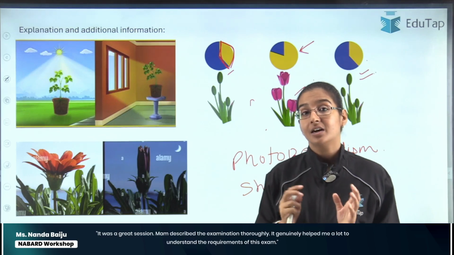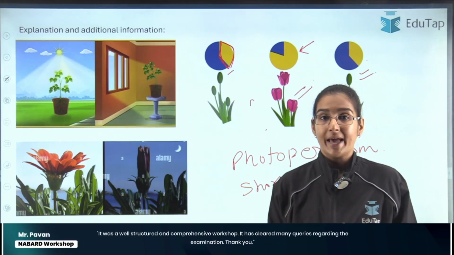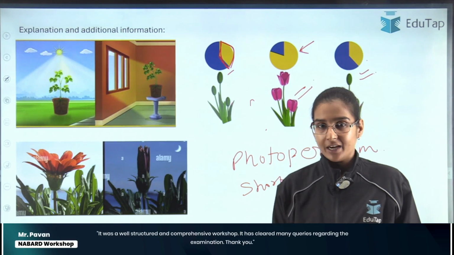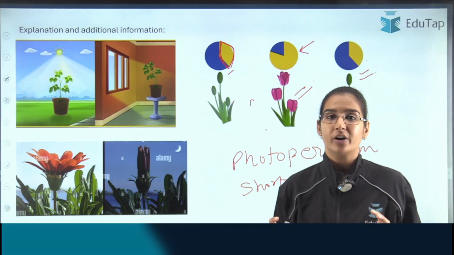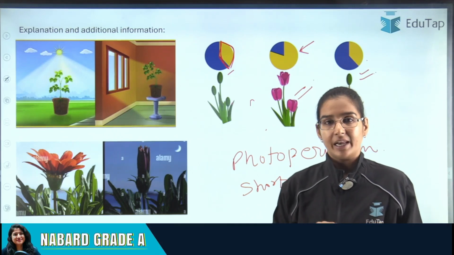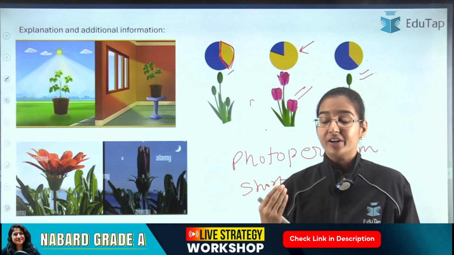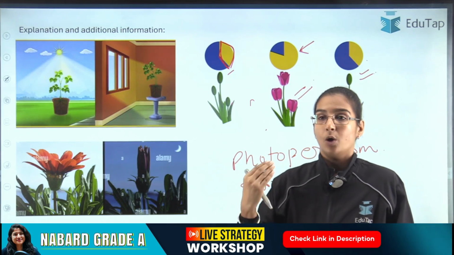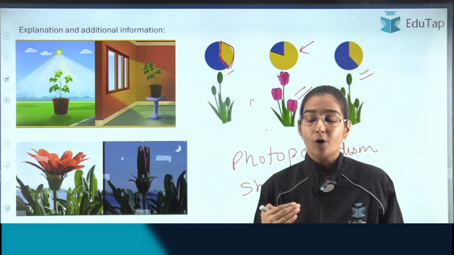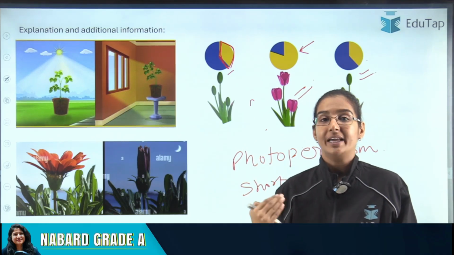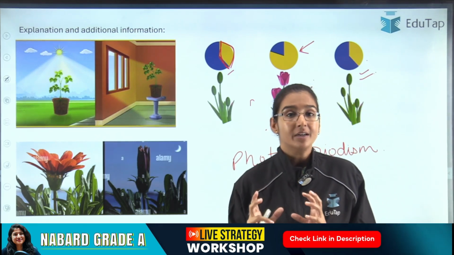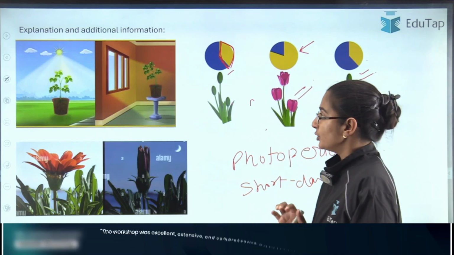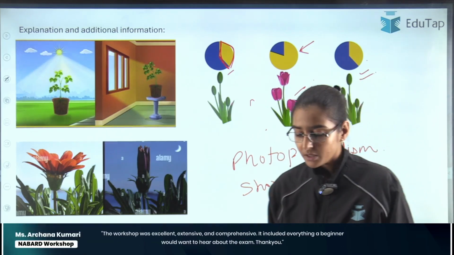And then there is a third category of plant, which is known as the day neutral plants. Day neutral plants can flower in any kind of light period, right? They will flower even in the situations when the days are shorter, and they can also flower when days are longer, right? So the third category is known as the day neutral plants. All right, so this is photoperiodism.